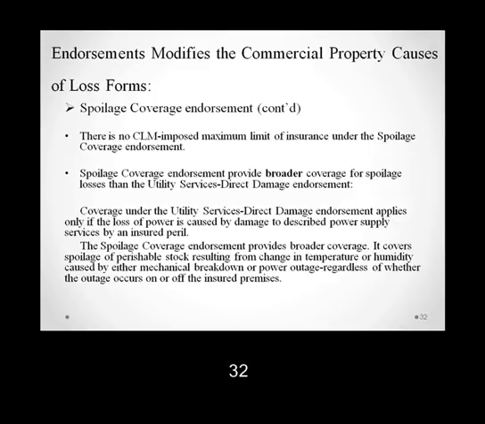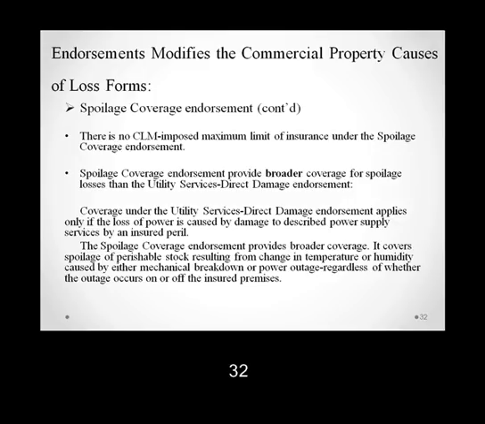So if you think about this spoilage coverage endorsement, it is actually providing broader coverage for spoilage loss than the utility service direct damage endorsement, because the utility service direct damage endorsement only applies if the loss of power is due to the failure of utility off premises. However, the spoilage coverage will provide broader coverage. It covers spoilage of perishable stock resulting from the change of temperature or humidity due to any type of causes.